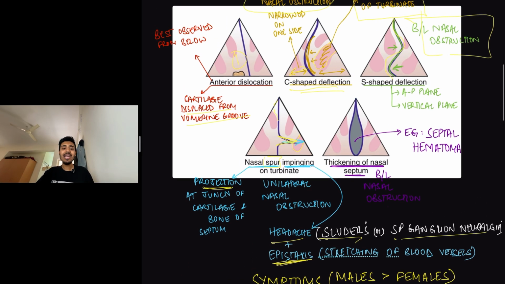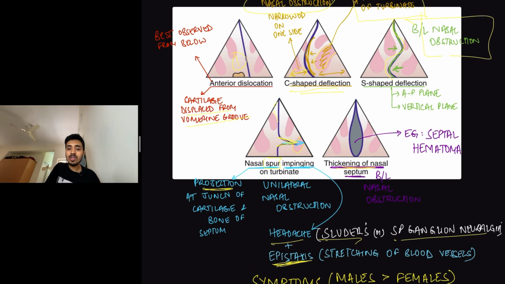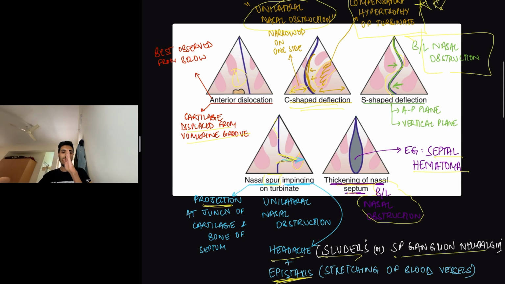Last type is bilateral thickening of the nasal septum, which can cause bilateral nasal obstruction. For example, in septal hematoma, in septal abscess, and other causes where there is bilateral thickening of the nasal septum. That is also a type of deviated nasal septum. So anterior dislocation, C-shaped, S-shaped, sharp nasal spur, and bilateral thickening of the nasal septum. These are the types of deviated nasal septum.